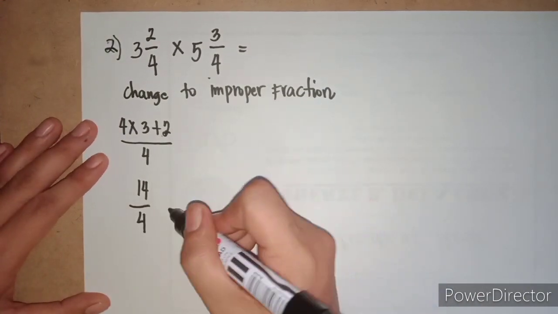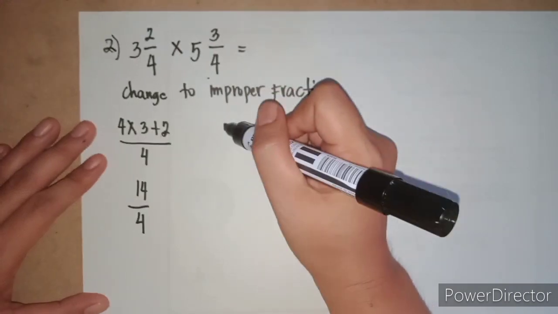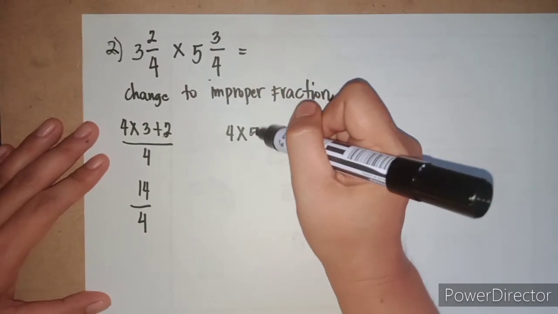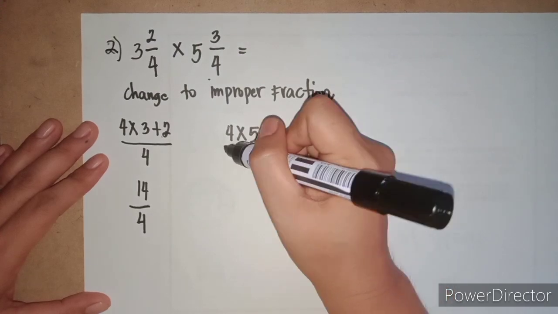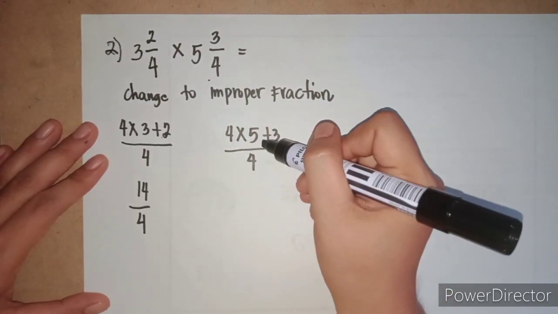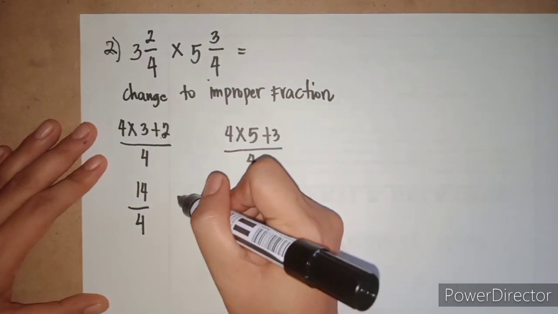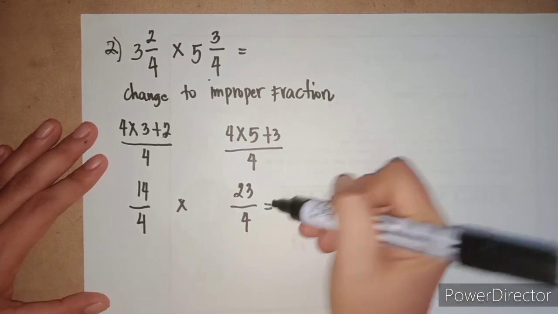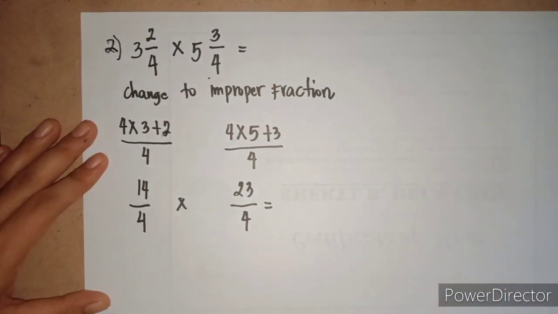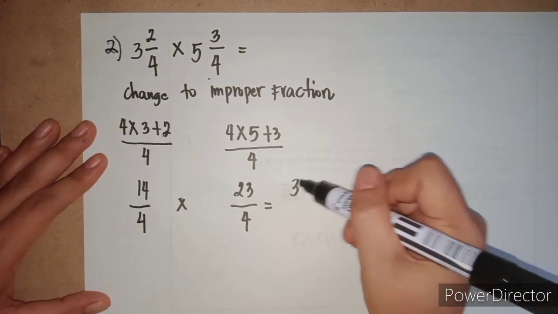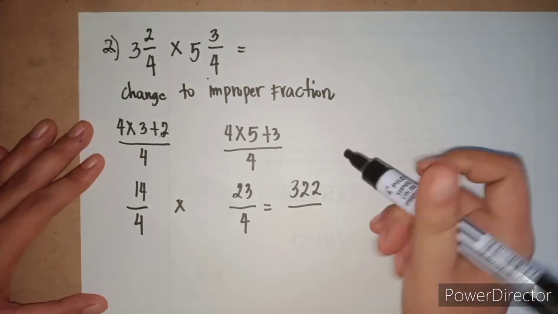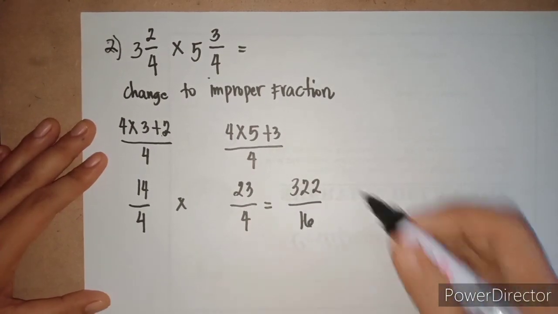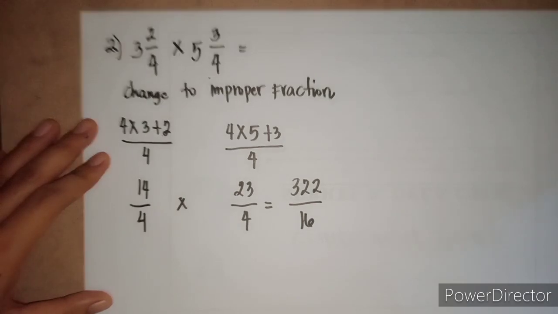Okay, next. 4 times 5 plus the numerator 3 over 4. Then 4 times 5 is 20 plus 3 is equal to 23 over 4. So we have now 14 over 4 times 23 over 4. Okay, the next step is to multiply the numerator to numerator and denominator to denominator. 14 times 23 is 322, and 4 times 4 equals 16.